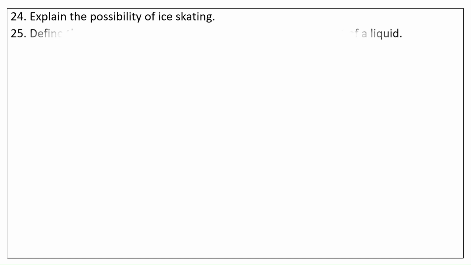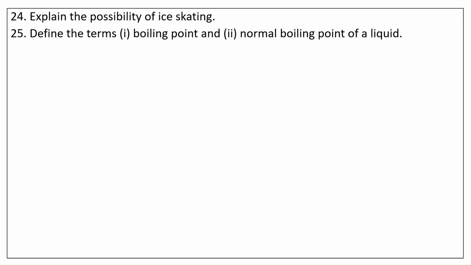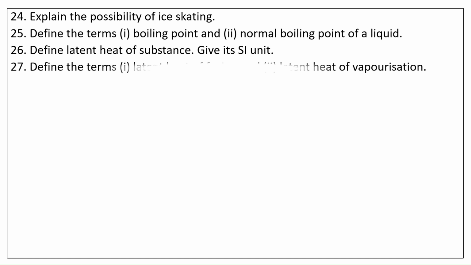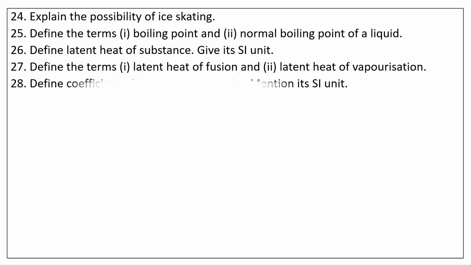24. Explain the possibility of ice skating. 25. Define the terms 1. Boiling point and 2. Normal boiling point of a liquid. 26. Define latent heat of substance. Give its SI unit. 27. Define the terms 1. Latent heat of fusion and 2. Latent heat of vaporization.